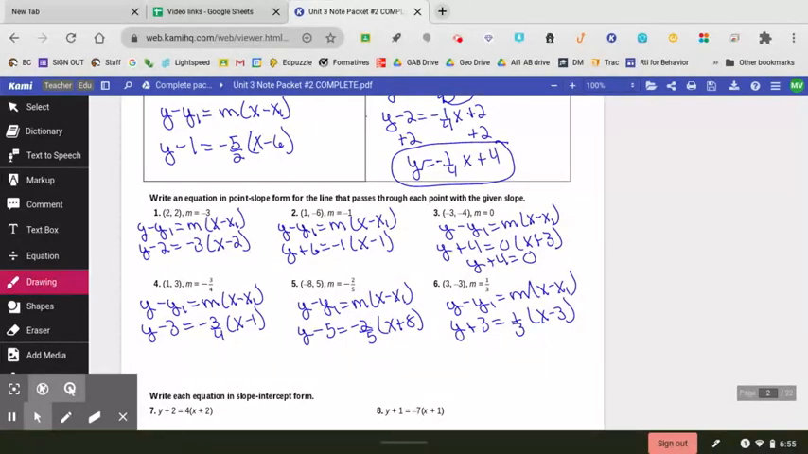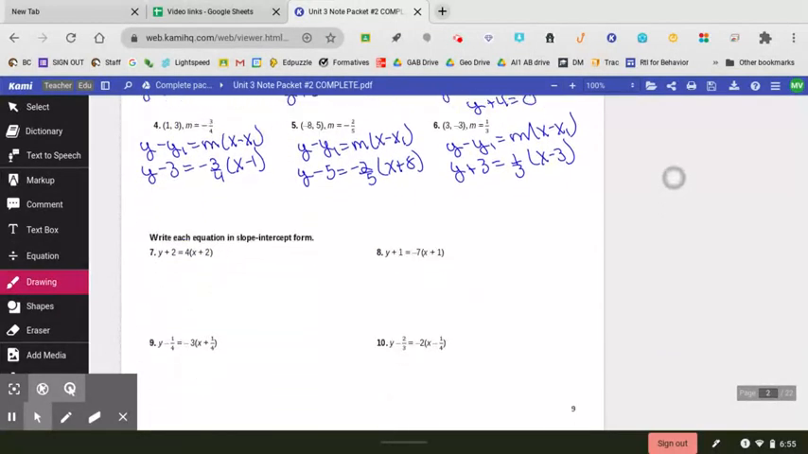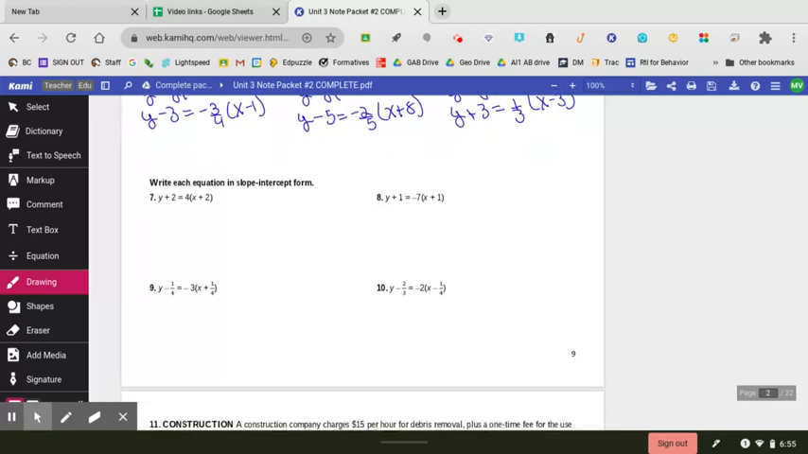If you have any questions on those, please bring them to class. So now number 7. Here it's in point slope form and we want to write it in slope-intercept form. That means we want to simplify it and make it look like y equals mx plus b. So I'm going to start by distributing. I get y plus 2 equals 4x plus 8. Then I subtract 2, and I get y equals 4x plus 6. So I want you to pause and try the next 3, and then come back.